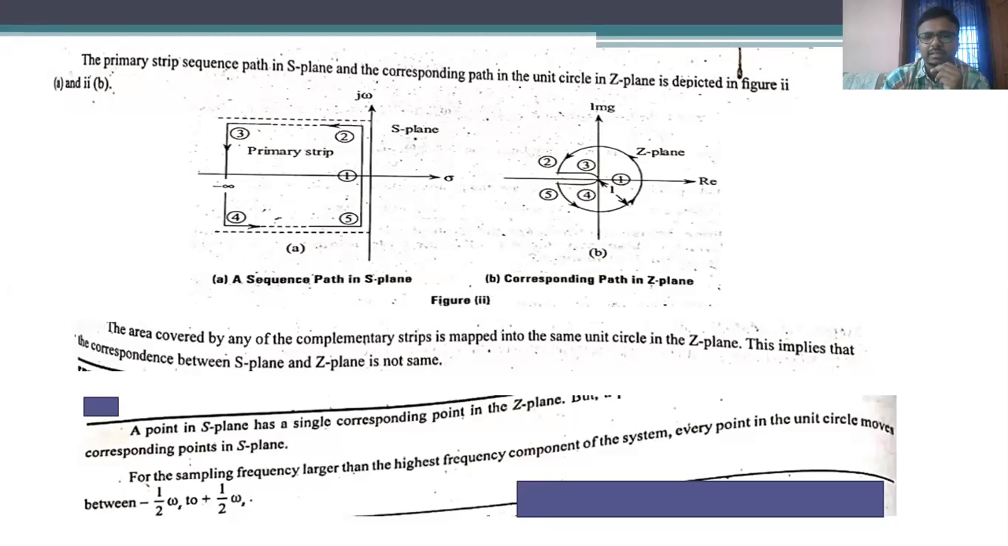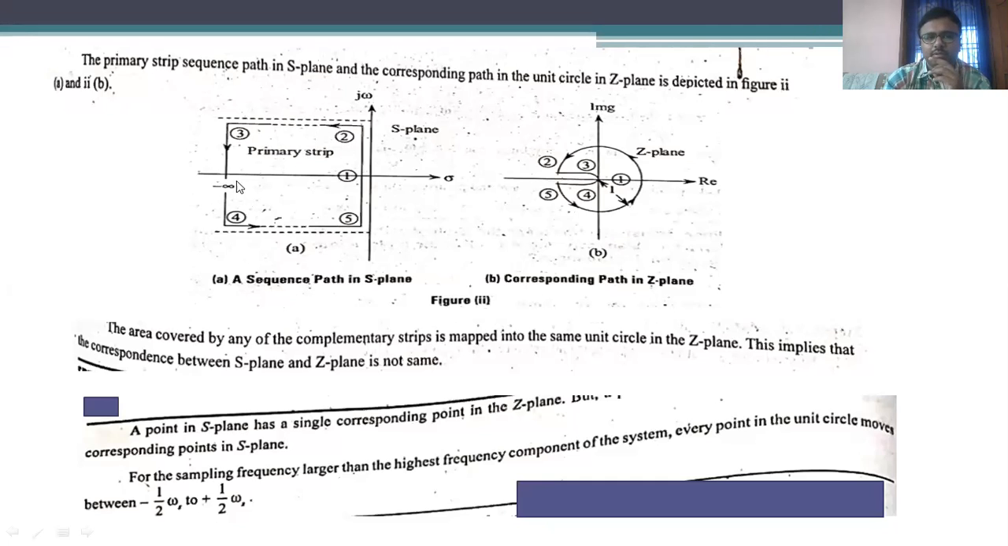The area covered by the complementary strips is mapped into the same unit circle in the z plane. This implies that the correspondence between the z plane and the S plane is not the same.